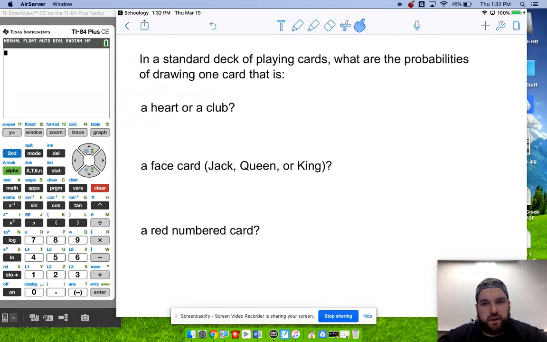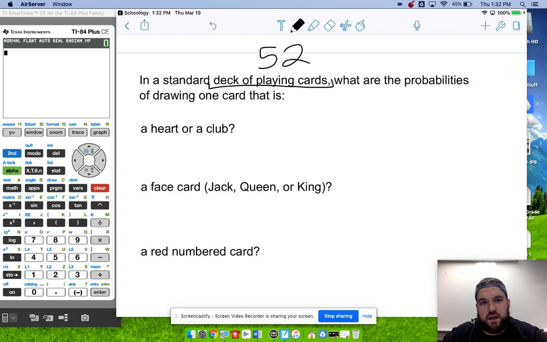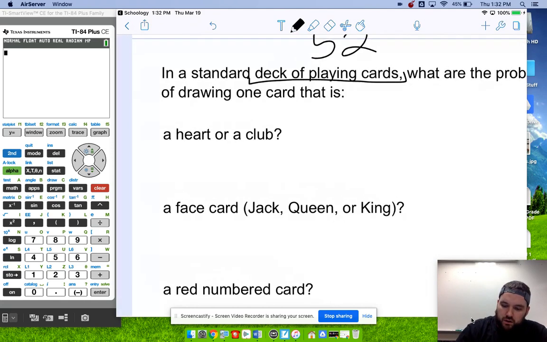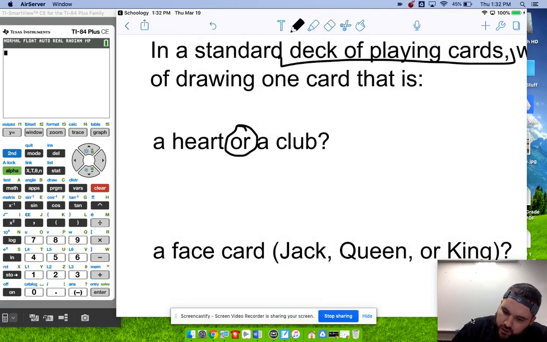In a standard deck of playing cards, what are the probabilities of drawing one card that is blank? So in the last video, we talked that a deck of playing cards is 52. There are 52 cards in a deck. What is the probability that if you draw one card, it is a heart or a club? Now, something we're going to talk about a little bit today: if you see the word or, if it's this or that, and I very briefly touched on it in the previous video, that means I'm going to be adding something together.